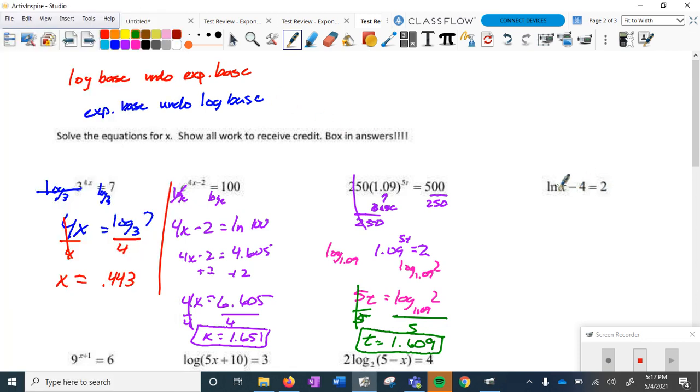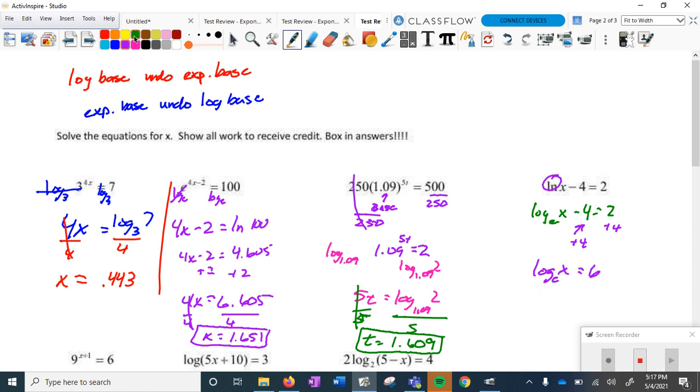Well, now x is not an exponent. Now x is inside of a log. Remember, natural log is the same thing as log base e. So whichever way you see it. Okay, now, before we get to undoing that, we need to get rid of that minus 4. Just like over here, we had to undo the 250 because it wasn't part of the base. Same thing here. The minus 4 is not part of this log. It's not in the parentheses. So I'm going to have to do plus 4. So I've got log base e, or natural log, either way. That's what natural log is, log base e equals 6.